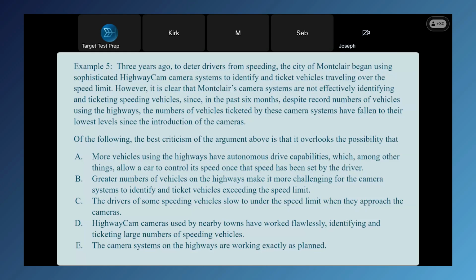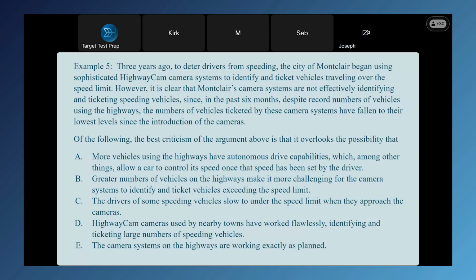So the goal of the plan 3 years ago was to deter drivers from speeding. To deter drivers from speeding, the city began using these cameras to identify and ticket vehicles traveling over the speed limit. If the plan worked, then the cameras should deter drivers from speeding.